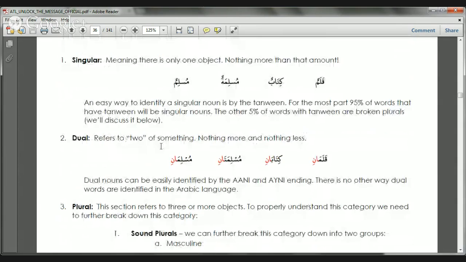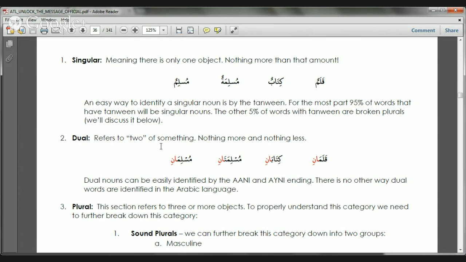So for singular words, it means what? There's how many of them? One. Quite straightforward. Now, when it comes to singular words, 95% of the time you can tell if it's a singular word if there's a tanween on it. The reality is that 95% of words that have tanween are considered singular nouns, and the other 5% are considered broken plurals. What are broken plurals? We'll discuss it below.